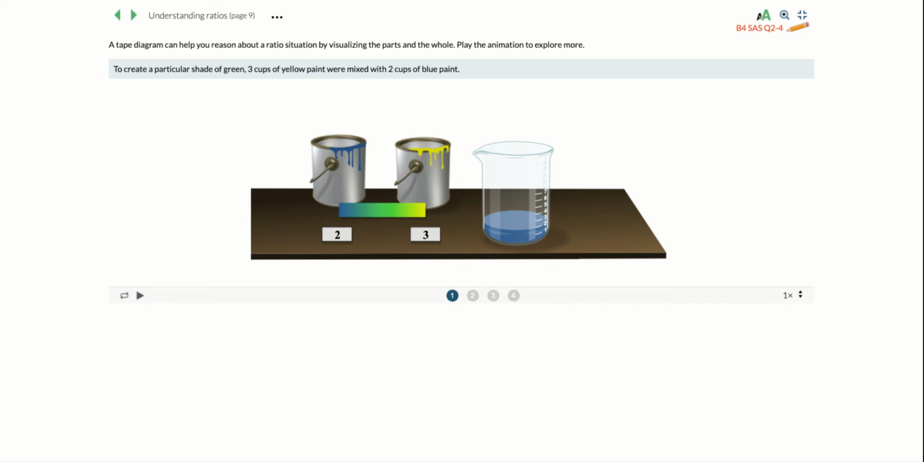Using a tape diagram can help us reason through a ratio situation. Let's take a look at creating some green paint. We know that there are 3 cups of yellow paint and 2 cups of blue paint. And as I mix those cups together, I'm going to end up getting the green paint.